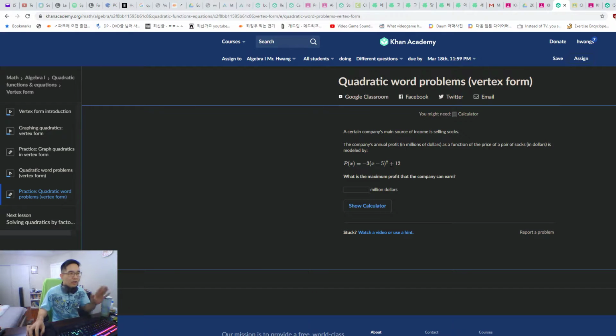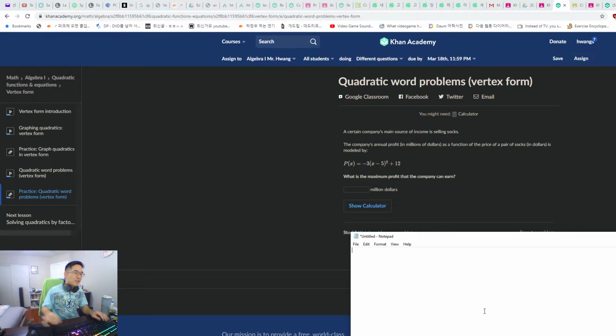We're given this quadratic and it asks what is the maximum profit. When they talk about maximum or minimum, you're looking for the vertex. Hopefully you guys watched enough videos and did enough practice. You can do this. A, H, and K. A and K are the same, H is the opposite. So look at this: P of x equals negative 3 times (x minus 5) squared plus 12, right?